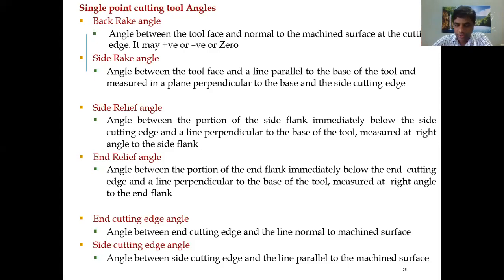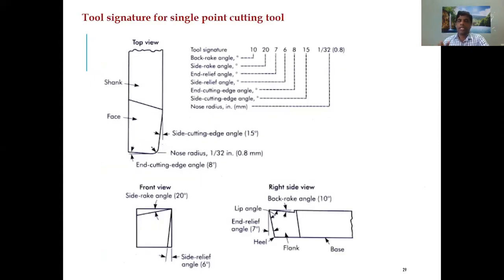Please refer to the textbook. Now this is the tool signature, what I told you and what was shown in the previous video. This is a typical tool signature we need to specify. Any tool is specified by these 7 parameters. In the tool signature, the first is the back rake angle. It is mentioned in degrees of inclination, angles only, not in radians. All the values are mentioned in degrees. So back rake angle 10 degrees.